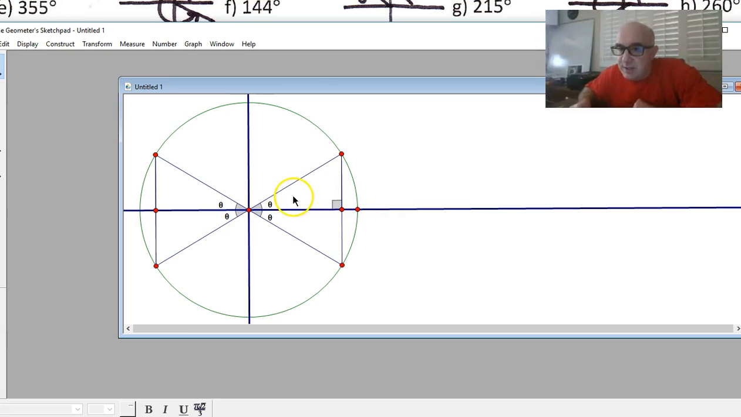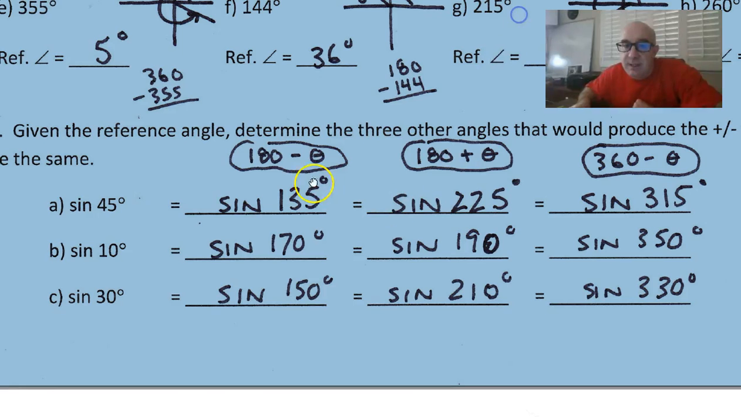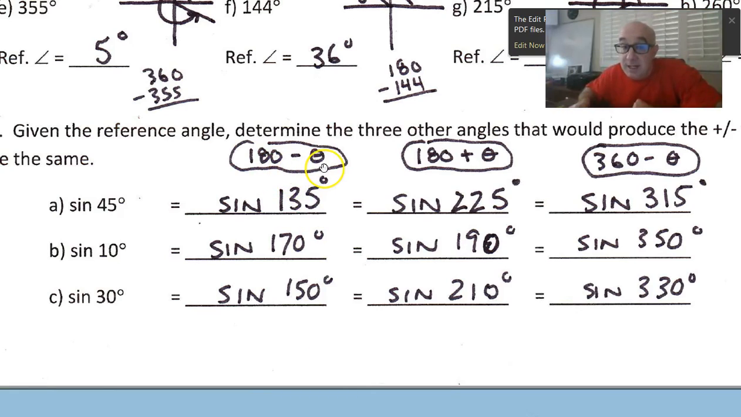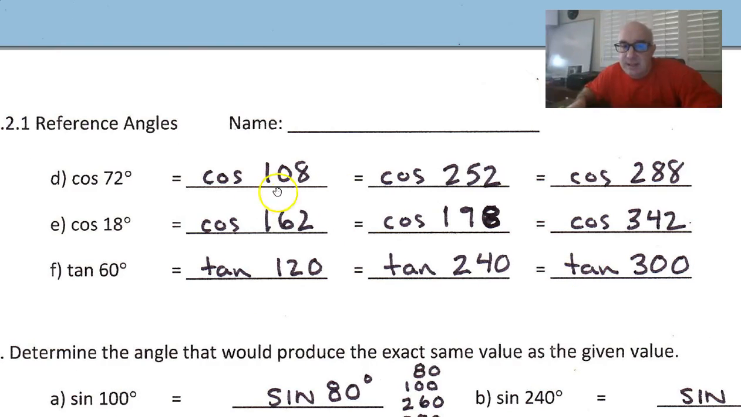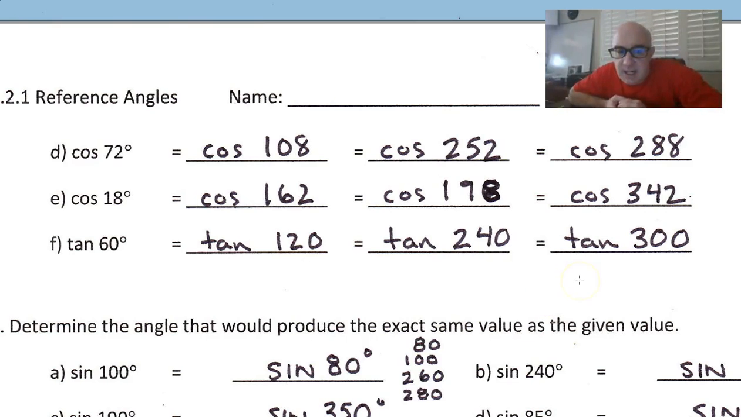So your reference angle exists here, but then there'll be one that will be shy of 180. There'll be one that's just beyond 180, and there'll be one that's just shy of 360. That's where we get this business of the 180 minus theta, 180 plus theta, and 360 minus theta. Now these are not all exactly equal. They're equal in size, but not in their positive or negative nature. Some of these will be negatives, and some will be positives. But we're just trying to get you used to the idea of angle size, and then these would be the other ones in this case.